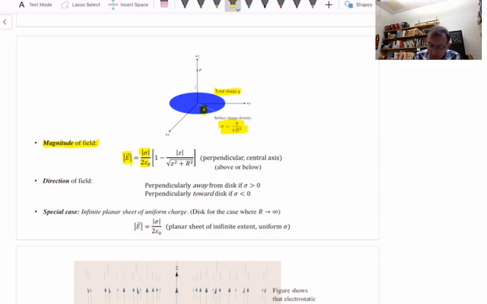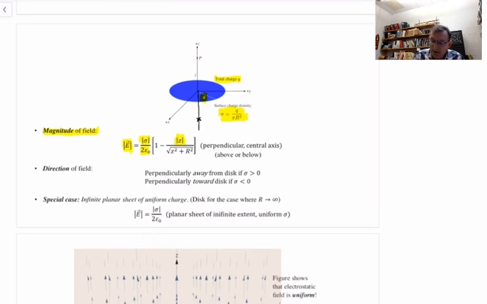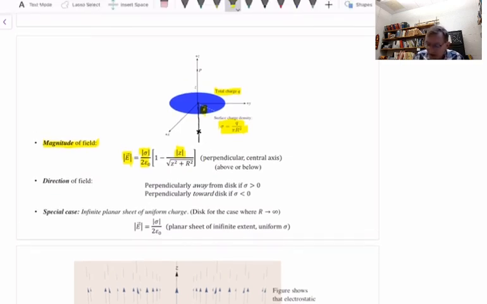Then, in brackets, 1 minus absolute value of z over the square root of z squared plus r squared. Why absolute value of z? Because then the formula is also valid if point P, like there, is below the xy plane. Because it's absolute value of z in that formula. So this is on the perpendicular central axis above or below the disk. Now that's the magnitude of the electric field.